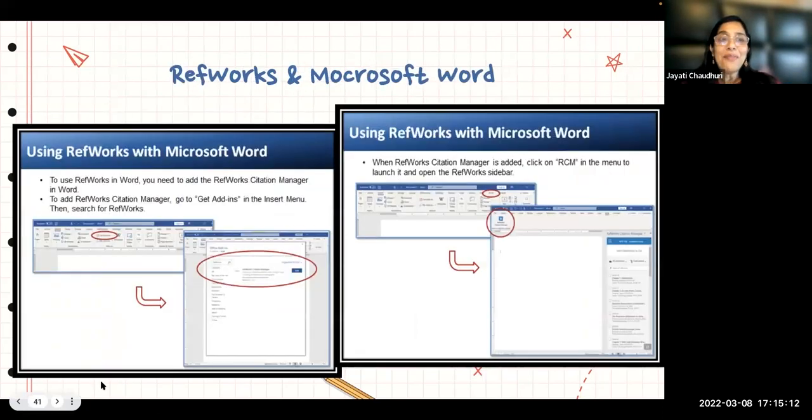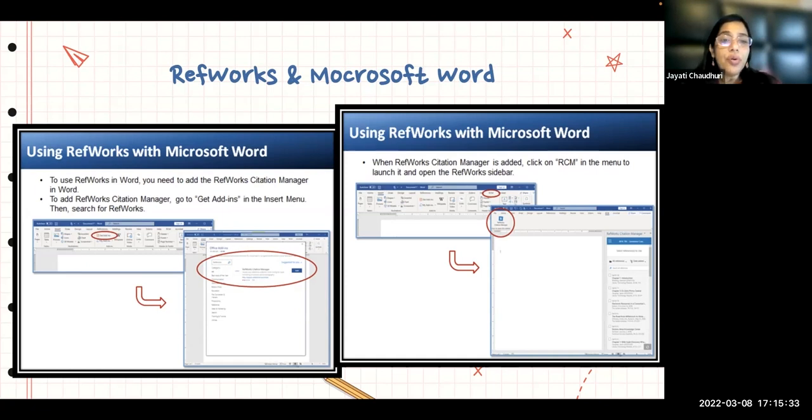Okay, now I'm going to talk about the coolest thing that RefWorks offers you, which is the integration of RefWorks in your Microsoft Word and Google Docs account, okay? So in both Microsoft Word and Google Docs, you can integrate RefWorks as an add-on, okay?